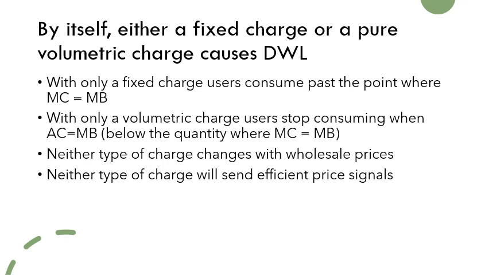By itself, either a fixed charge or a pure volumetric charge causes deadweight loss. With only a fixed charge, users consume past the point where marginal costs equal marginal benefits. With only a volumetric charge, users stop consuming when average cost equals marginal benefits, or below the quantity where marginal costs equal marginal benefits. So in either case, consumers are using too little or too much.